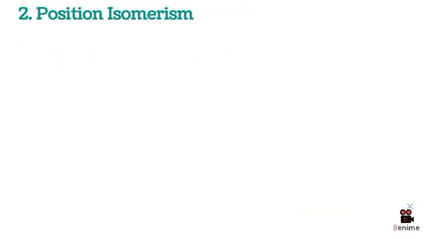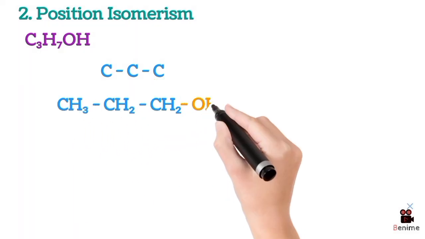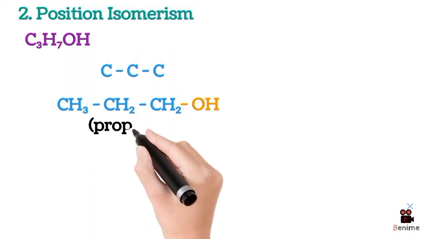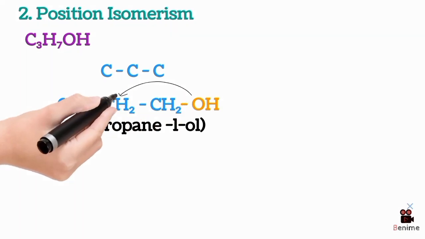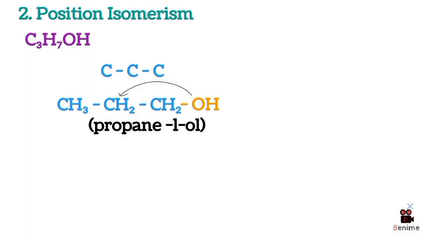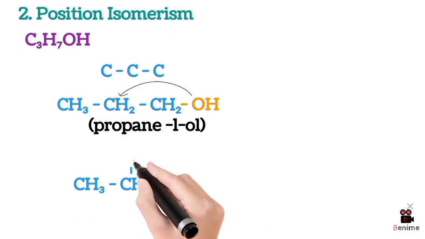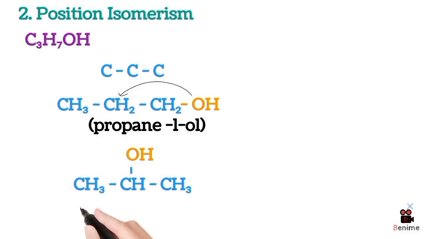Number 2, position isomerism. Now students, take the formula C3H7OH. First draw the 3 carbon chain C-C-C. Now attach the OH group to the first carbon. The structure becomes CH3-CH2-CH2OH. This compound is called propan-1-ol. Now students, keep the same carbon chain. Do not change the carbon arrangement. Only move the OH group. Attach OH to the middle carbon. Now the structure becomes CH3-CHOH-CH3. This compound is called propan-2-ol.